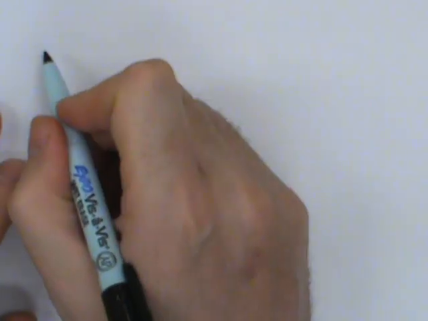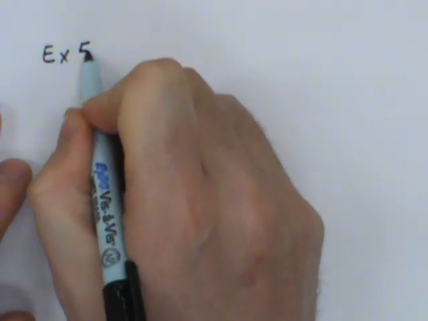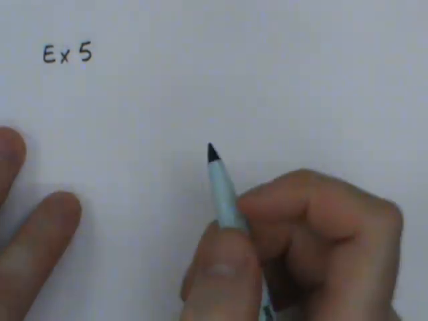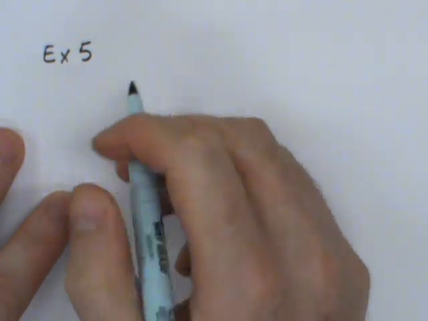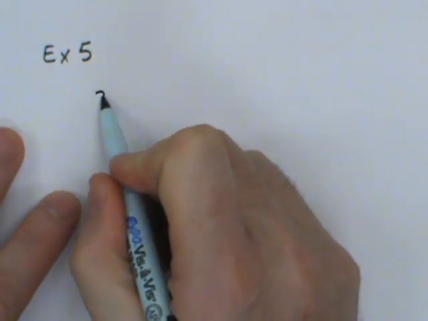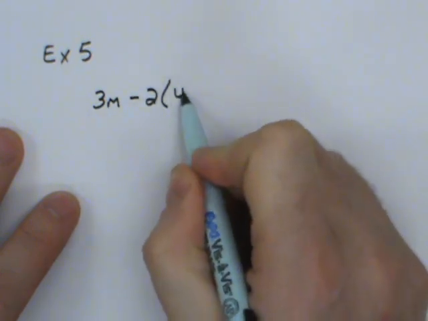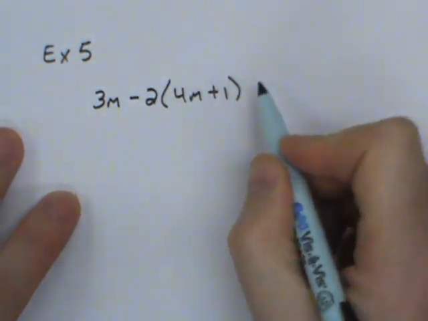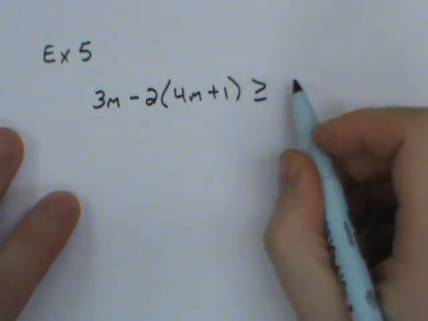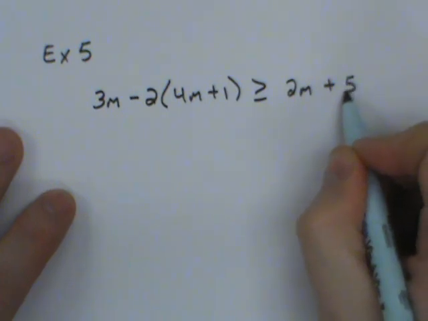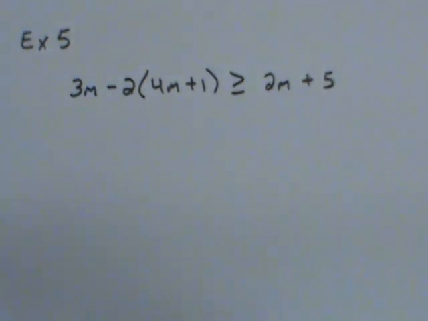Let's do another example. We'll call this example number 5 on solving inequalities. And we're going to make this one a little more complicated than the previous problems. Let's say we have something like 3m minus 2 times 4m plus 1 is greater than or equal to 2m plus 5. Because all the rules for solving equations exist, we're going to follow what we would normally do.